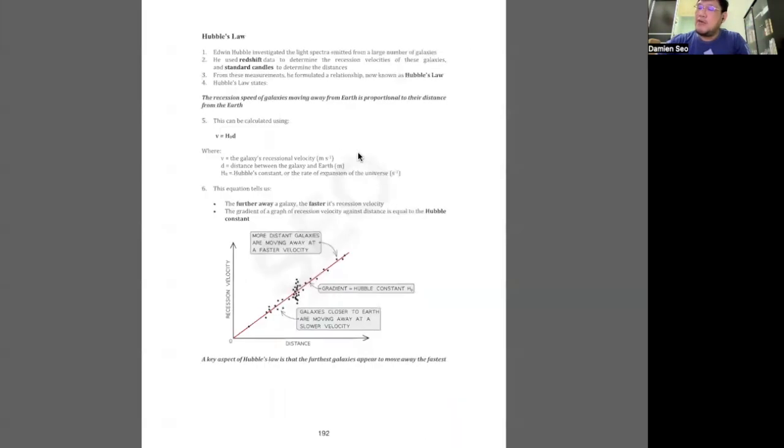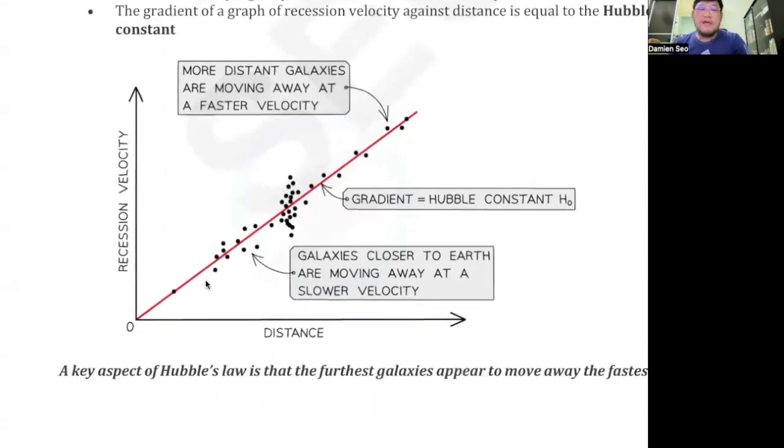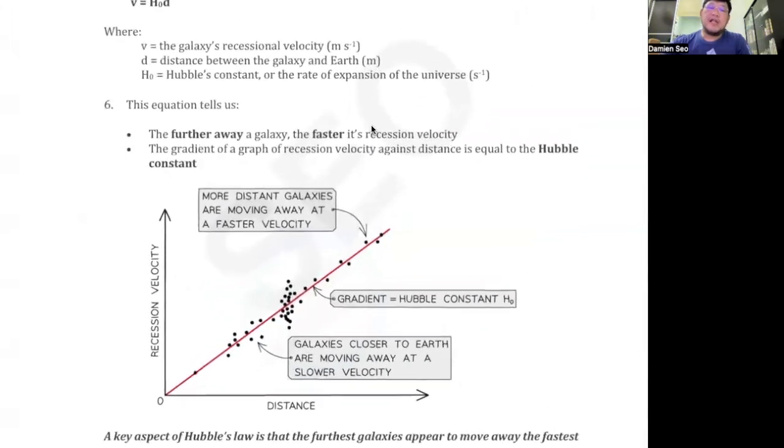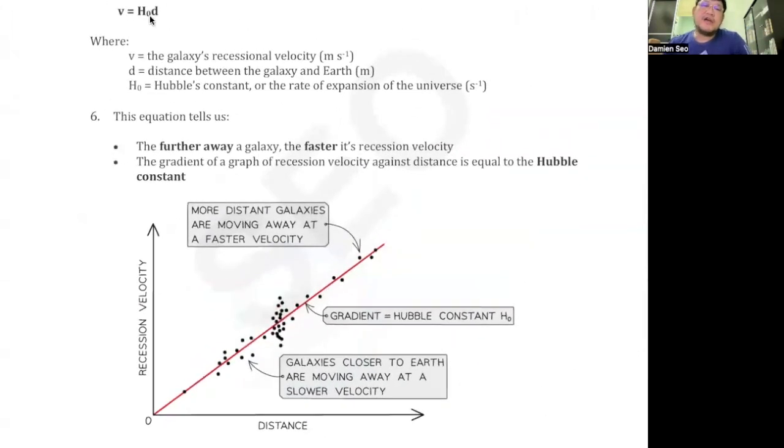So then what they did was they plotted a graph of the V versus the distance. Then they noticed a straight line through the origin. They plotted all the points here, then they got a straight line to the origin. And then they did experiment to calculate the constant, and they end up with this, V equals H naught times D, where H naught is your Hubble's constant.